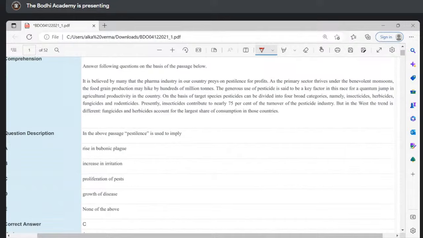Okay, fine. So taking the first question into consideration, in the above passage, pestilence is used to imply what? It is right in the first sentence. Pestilence would mean a very fatal epidemic disease, a very bad disease. Examples would be plague, pandemic. But mostly pestilence is more a term for bubonic plague.